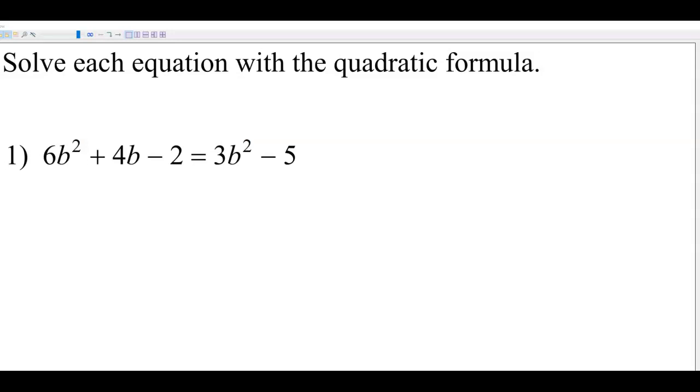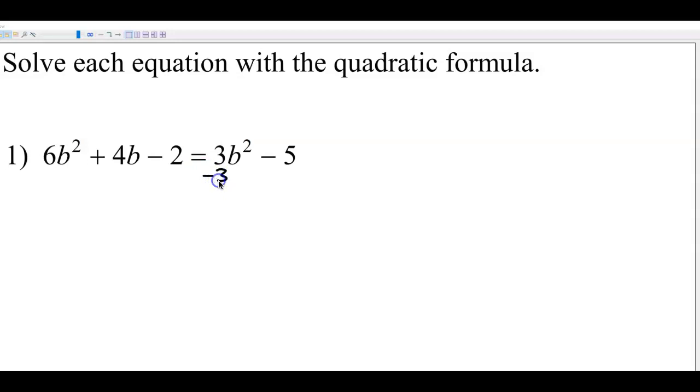Now, technically, it doesn't matter if you move the stuff on the left to the right or the stuff on the right to the left, but usually there's a better choice that can avoid negatives and stuff like that. So it doesn't matter, though. You should end up with the same answer regardless. I'm going to choose to do this.